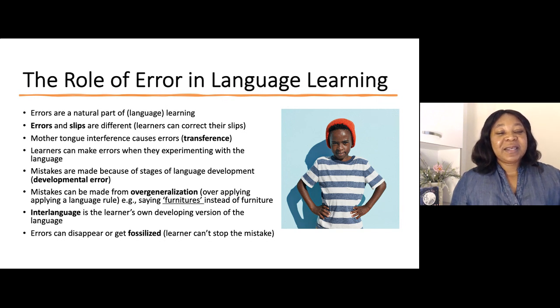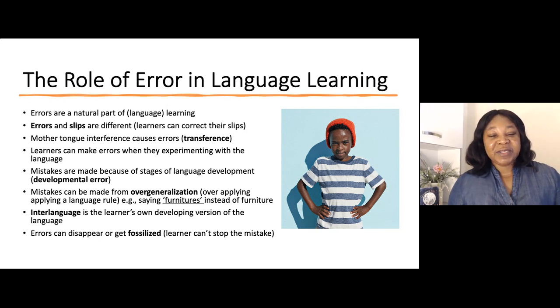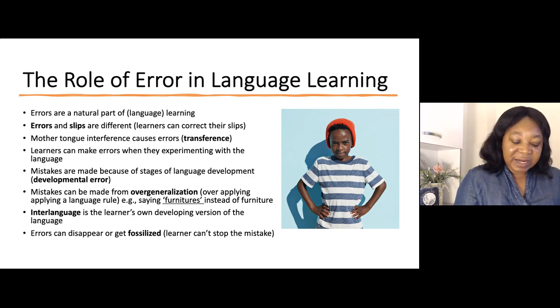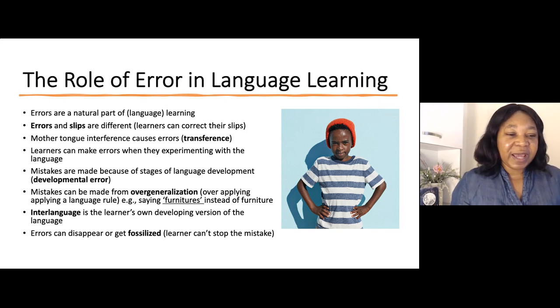So errors can disappear or they can be fossilized. Fossilized errors are errors that the learner cannot stop making. They are mistakes. And we have fossilized errors in mother tongue interference. Some people, you can try telling them to pronounce the word 20 times over. They're adults. The mistake has fossilized. They cannot stop themselves from introducing an H where there's no H sound, or removing the H sound, or one of those other interferences.